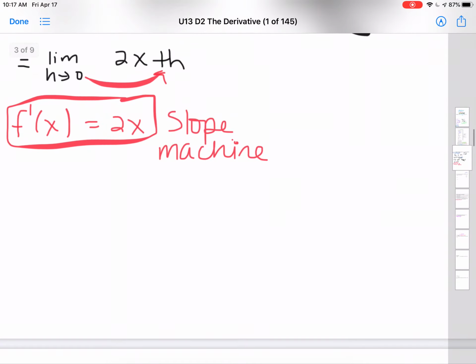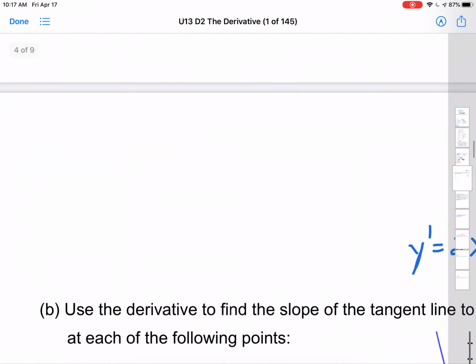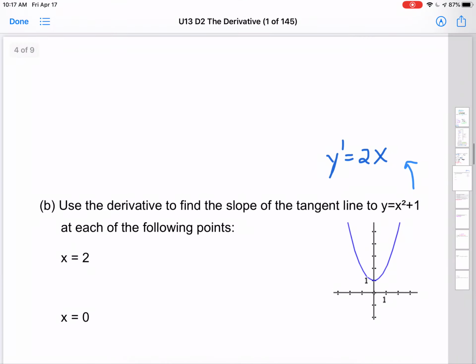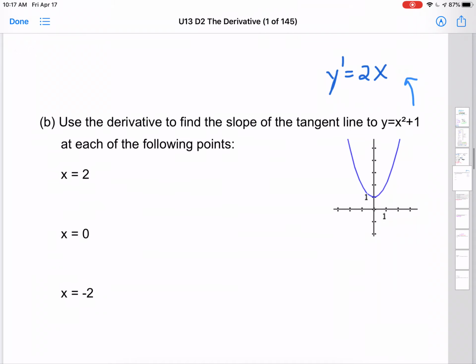Because remember, we're finding the slope of a tangent line. That's instantaneous rate of change. Slope, we normally have 2 points. So we've never done something like this before. Okay, so here we go. So I took that x squared plus 1, which we just did, and I graphed it, and here's what it looks like.